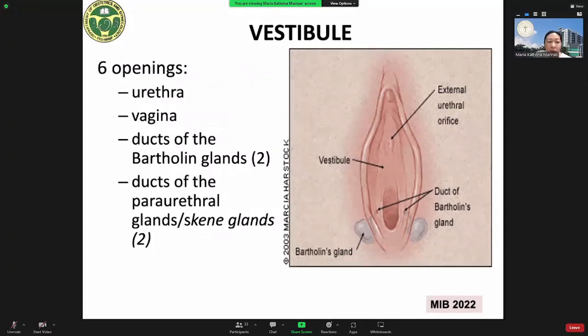Within the vestibule are 6 openings, including the urethra, the vagina, and ducts of the Bartholin's glands on the two sides, and ducts of the paraurethral and the Skene's glands, which are lateral to the urethra.